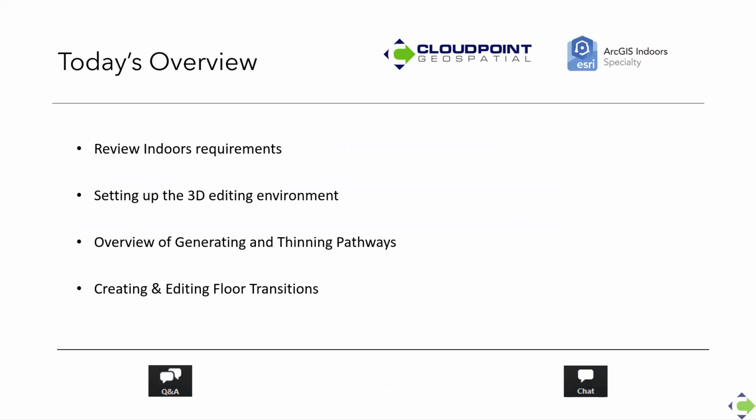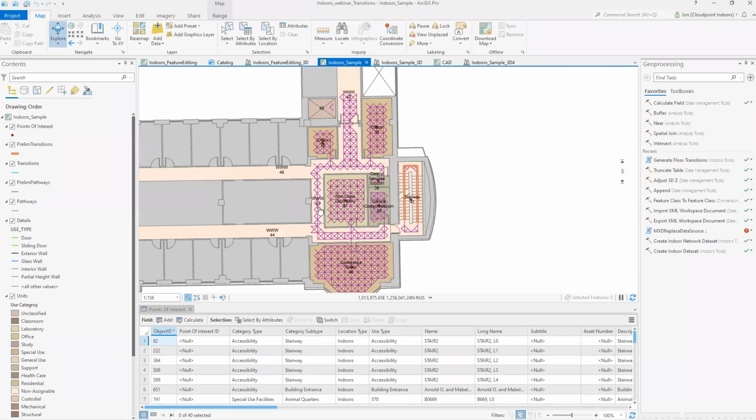First, we'll review the requirements for ArcGIS Indoors, licensing and what you need there. We will look at setting up the 3D editing environment within ArcGIS Pro in order to properly create your transitions. And then also an overview of generating the pathways and thinning the pathways, as well as showing some examples and really diving into the editing features in 3D on the transitions. So I think this will really benefit those who are working on ArcGIS Indoors projects and specifically working on creating transitions. With that, we'll jump over into ArcGIS Pro.